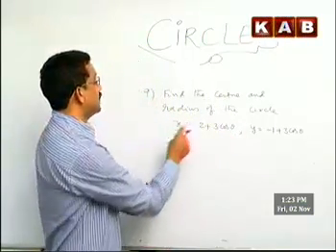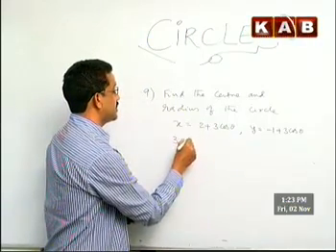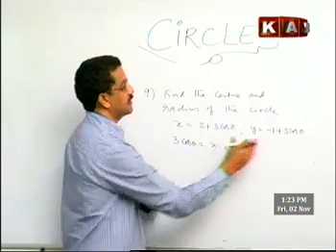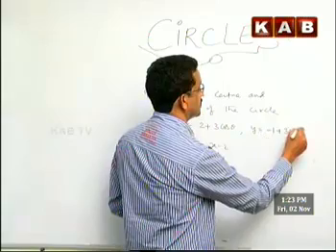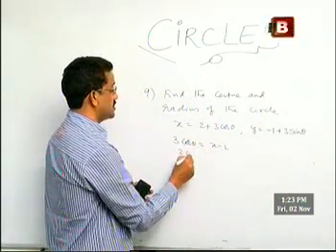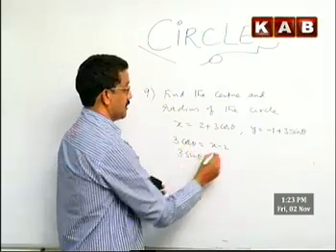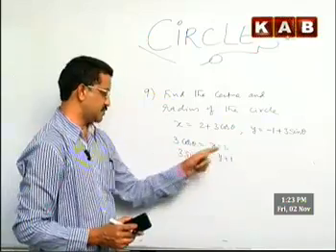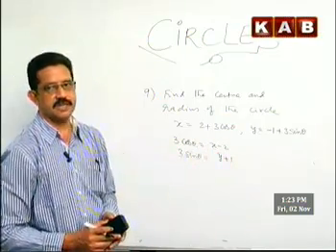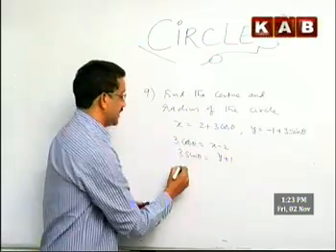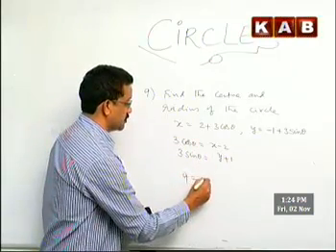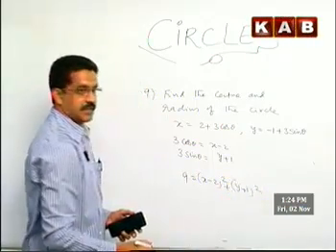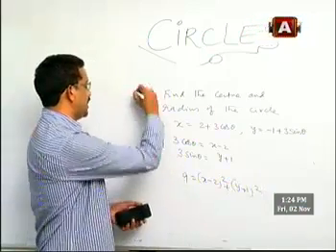Let us see. From the first equation, 3 cos theta is equal to x minus 2. From the second equation, 3 sin theta is equal to y plus 1. Please look at these two relations. 3 cos theta is equal to x minus 2. 3 sin theta is equal to y plus 1. This is our 9th question. Now squaring and adding, 9 is equal to x minus 2 whole square plus y plus 1 whole square. It's a very important question.